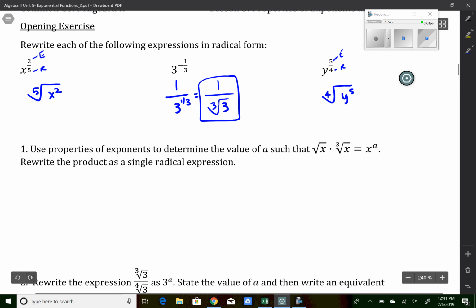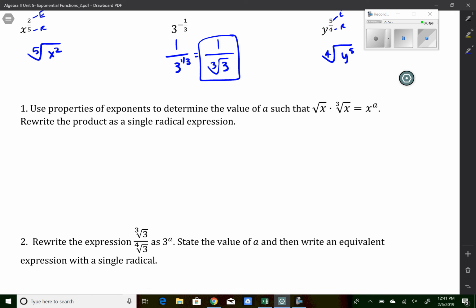Now, in this lesson, what we're going to be looking at is how we could use the properties and the new skill that we learned in lesson 2 to do problems I wouldn't have been able to do with radicals previously. Like number 1. So number 1 gives us a square root of x times a cube root of x. Well, x underneath a square root can be written as x to the 1/2. Same thing with cube roots, I can make that x to the 1/3.